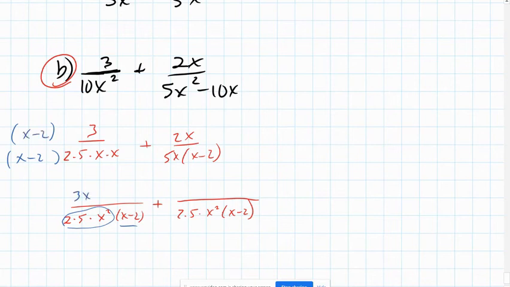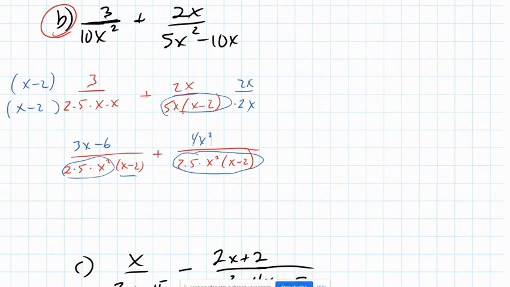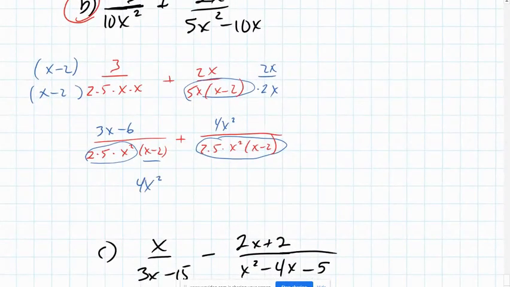So that gives us 3x minus 6 on the top. And then if we compare these denominators, we want to see what's missing. So we need a 2. And we need another x. And so we're going to multiply the top and the bottom by 2x. So that gives us 4x squared. And now when we add the tops, we have 4x squared plus 3x minus 6 over 10x squared times x minus 2.